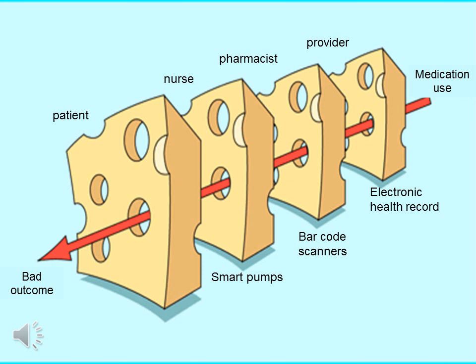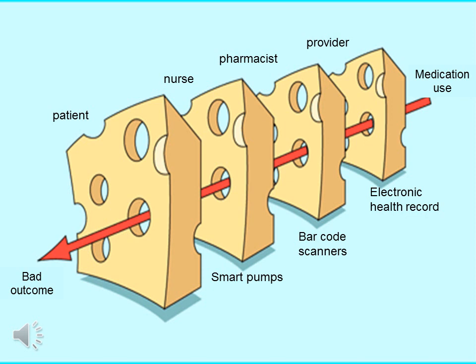If we look at the bottom of each piece of cheese, there are some different technologies that we use to help prevent medication errors too. The first piece there is the electronic health record. Our electronic health record has many safety alerts built into it to notify providers if the dose they prescribed is too high or inappropriate for that patient.